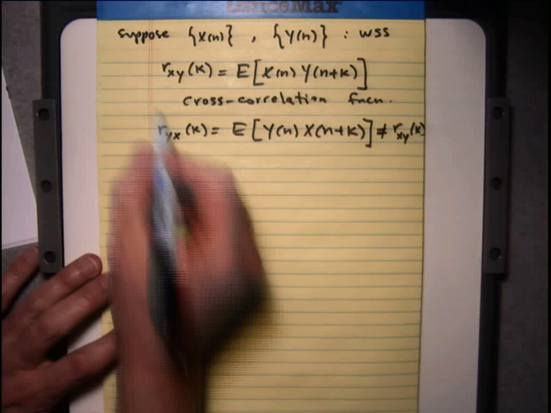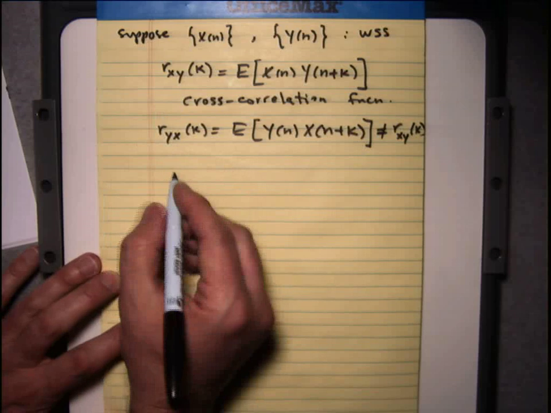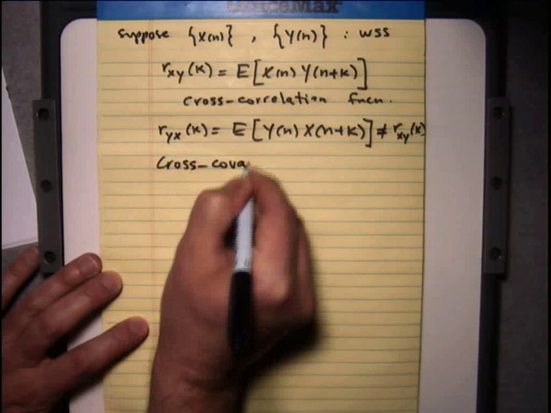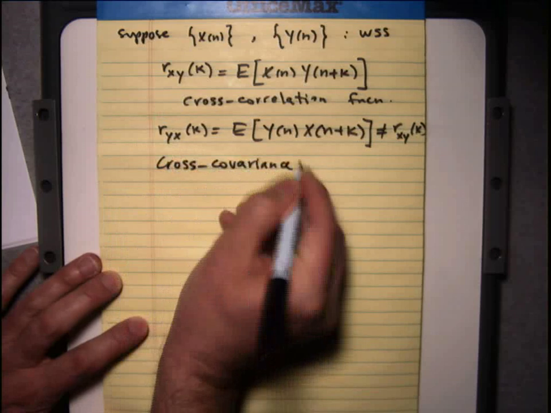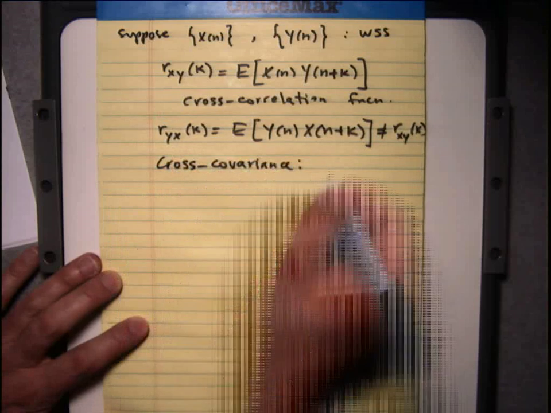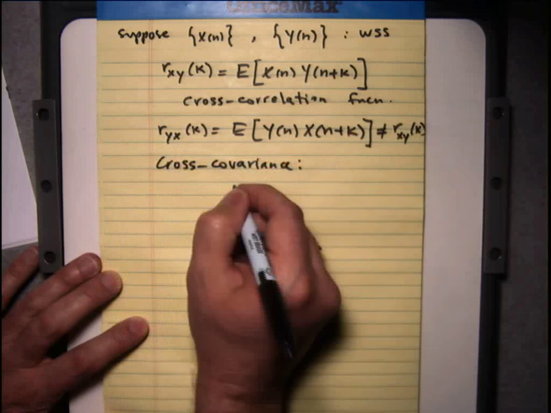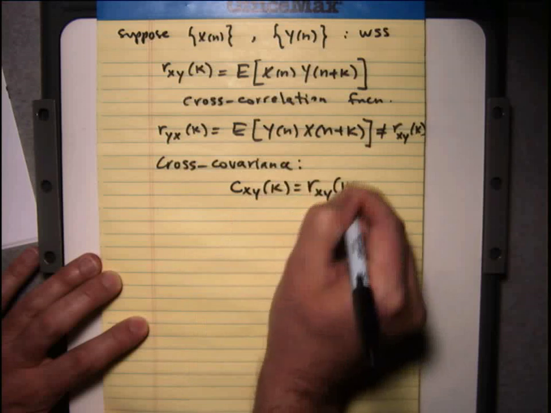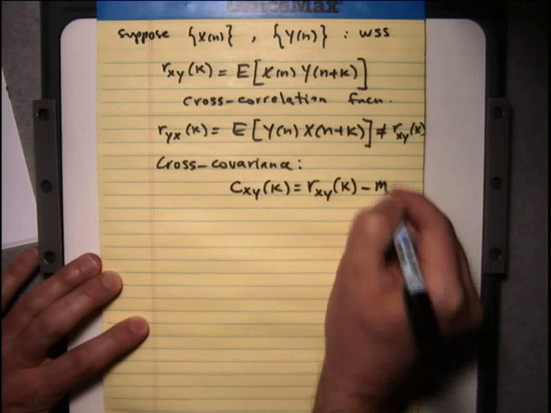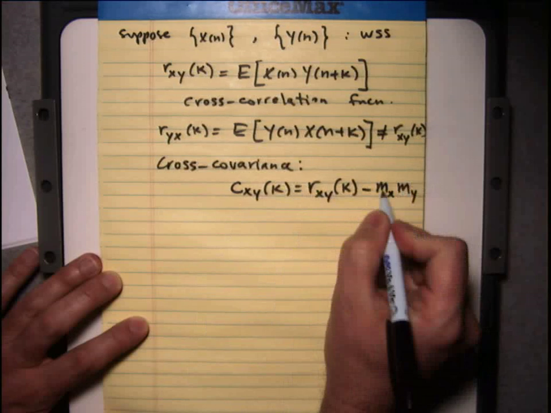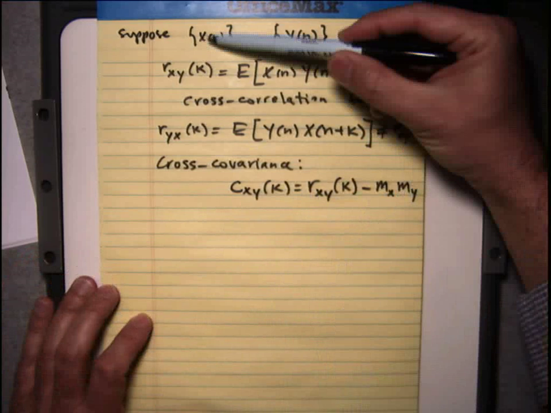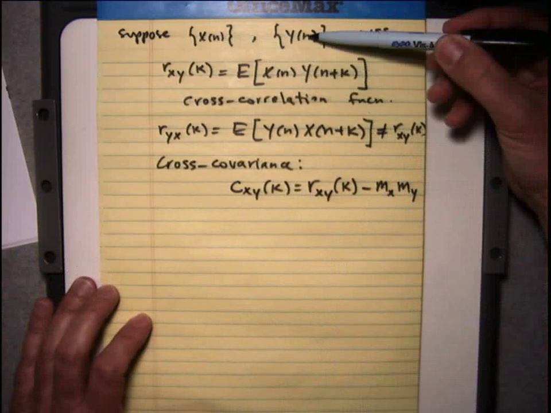They certainly share many properties, and we'll talk about that very soon, but they're generally not the same. And of course, related to this is also the cross covariance function. The cross covariance function is Cxy of k, just Rxy of k minus Mx My. And I'm assuming that Mx and My are the means of this random process and this other random process.